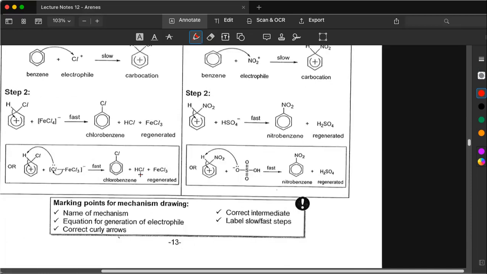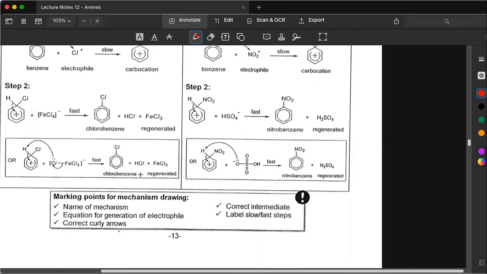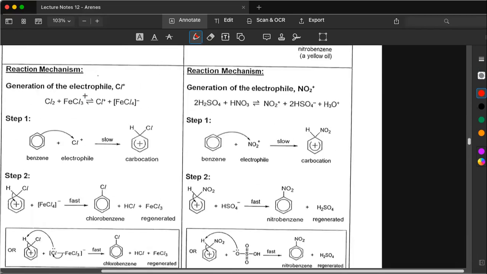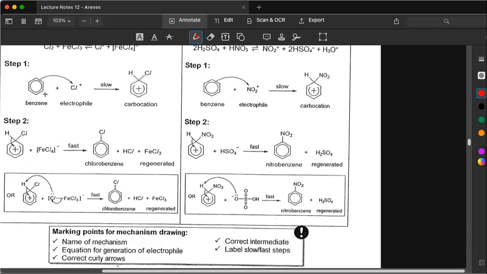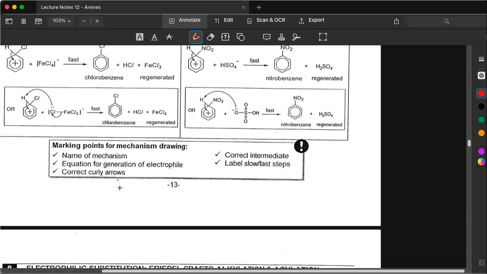So make sure you know the naming of the mechanism, and writing the equation to show the generation of the electrophile. This must be shown, okay? And correct curly arrows, in the correct direction, okay? And correct intermediate, and please label the slow and fast step. These are the marking points.